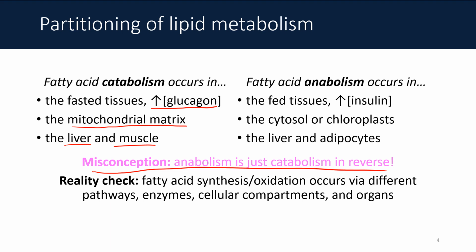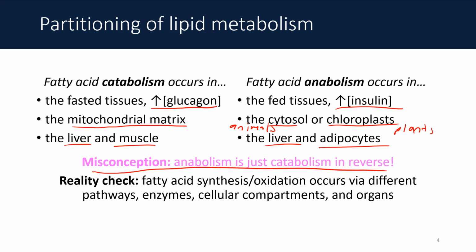Now let's contrast this with fatty acid anabolism, aka fatty acid synthesis. Where is it upticked? Well, in fed tissues, particularly those with lots of insulin receptors. The process itself is exclusive to the cytosol in animals and the chloroplasts in plants. And indeed, we do lots of fatty acid synthesis in the liver, but also in adipocytes as well.